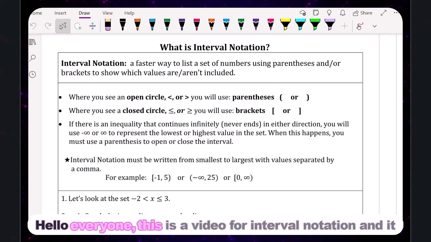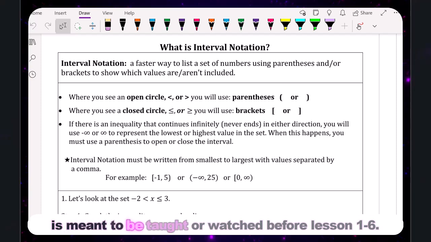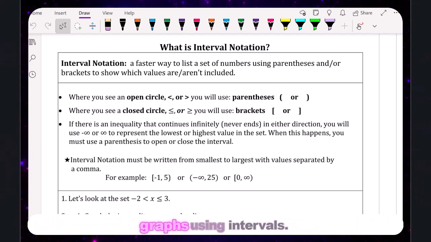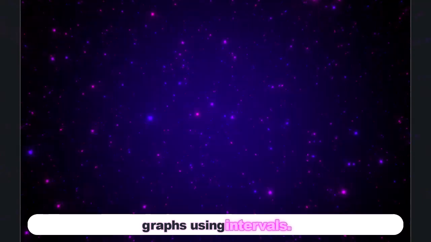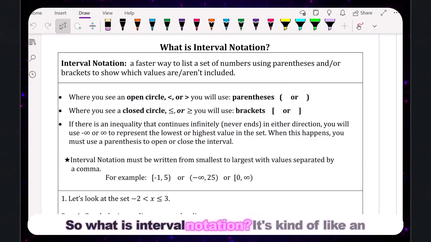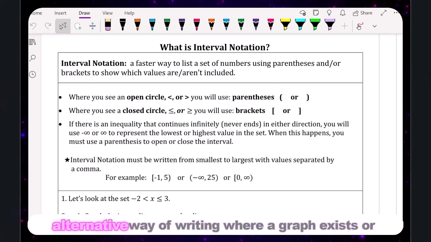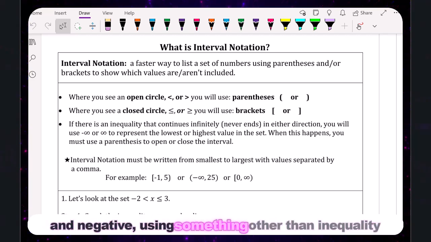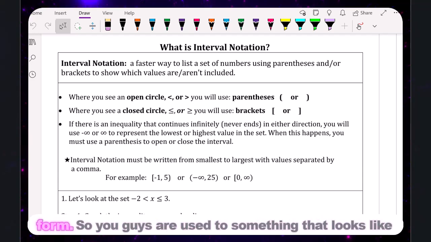Hello everyone, this is a video for interval notation, and it is meant to be taught or watched before lesson 1-6, before we start introducing different characteristics of graphs using intervals. So what is interval notation? It's kind of like an alternative way of writing where a graph exists or where different characteristics exist, such as positive and negative, using something other than inequality form.